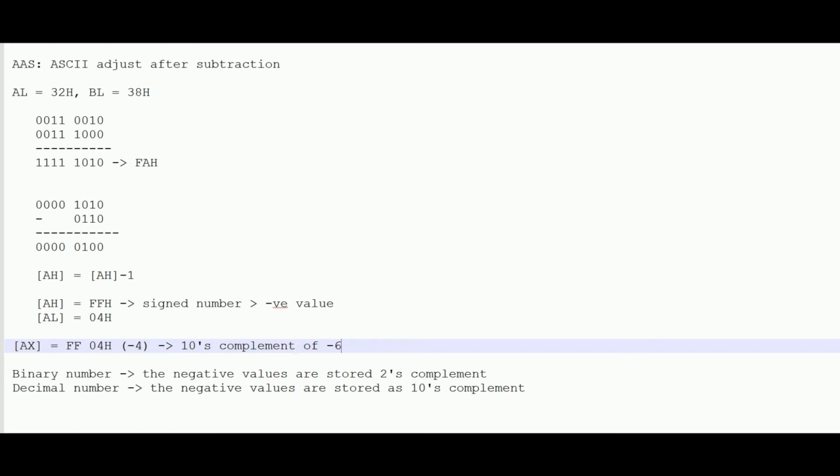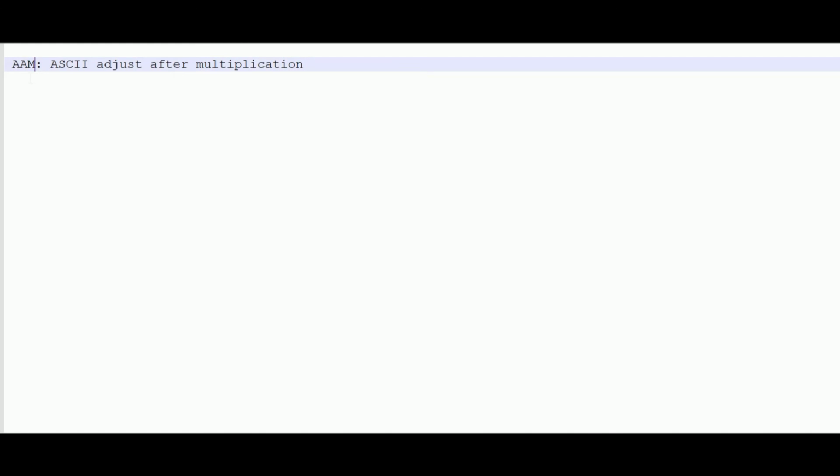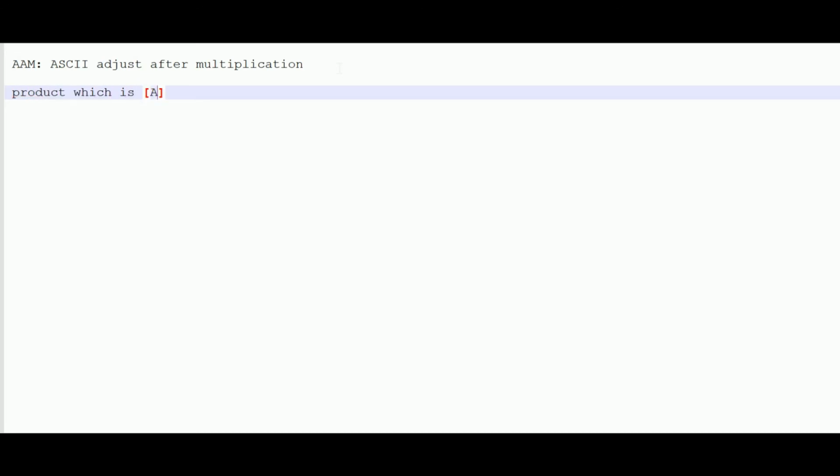Now let us move to the next instruction, which is AAM, or ASCII adjust after multiplication. This instruction converts the product which is present in your AL register into unpacked BCD format. So please note it down. The product which is there in the AL register is converted to BCD format. Here again I am saying unpacked, right? So the end result is in the form of unpacked BCD format or unpacked decimal.